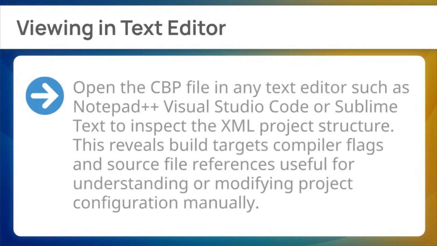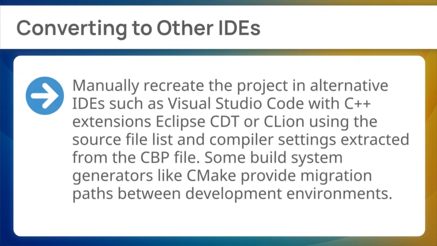Next, viewing in a text editor. Open the CBP file in any text editor such as Notepad++, Visual Studio Code, or Sublime Text to inspect the XML project structure. This reveals build targets, compiler flags, and source file references, useful for understanding or modifying project configuration manually. Finally, converting to other IDEs.